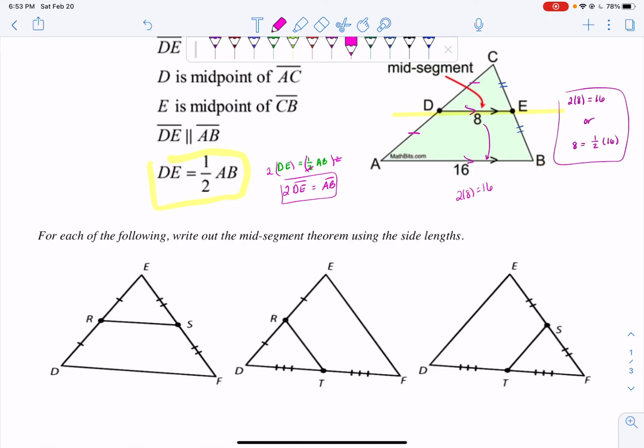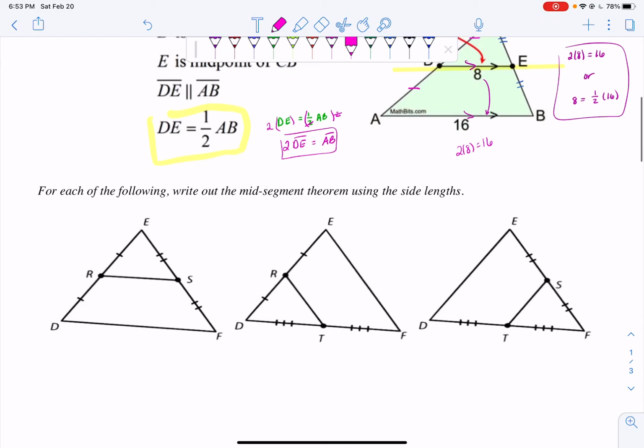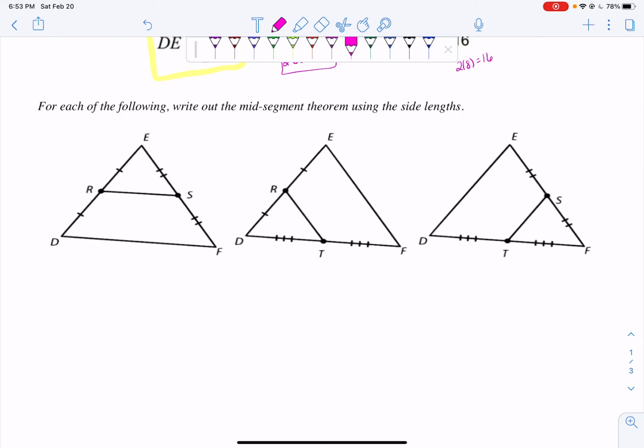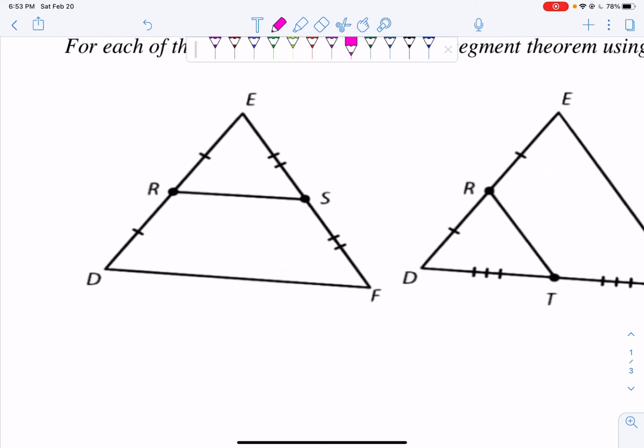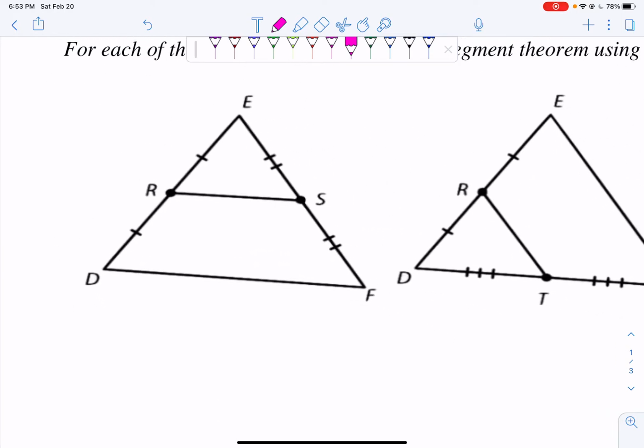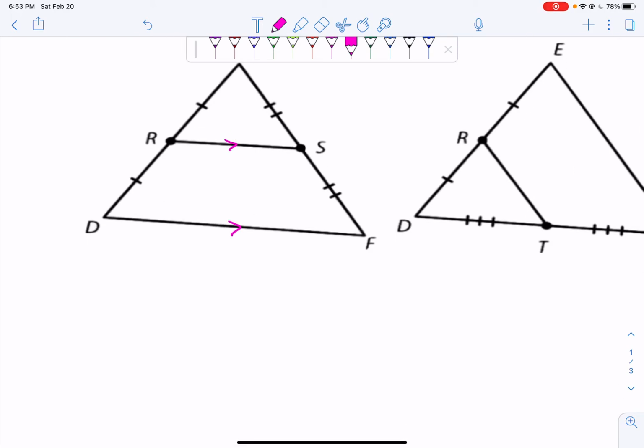So for each of the following, write out the mid-segment theorem using side length. So we're basically just going to set up our equations. So I'm going to do the first one, and then you're going to do the next 2. So if I look here, my midline is RS and my base is DF. So I know that 2 times RS is equal to DF. And that's my final answer.